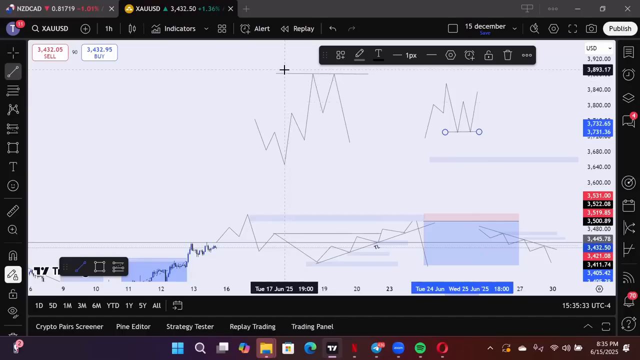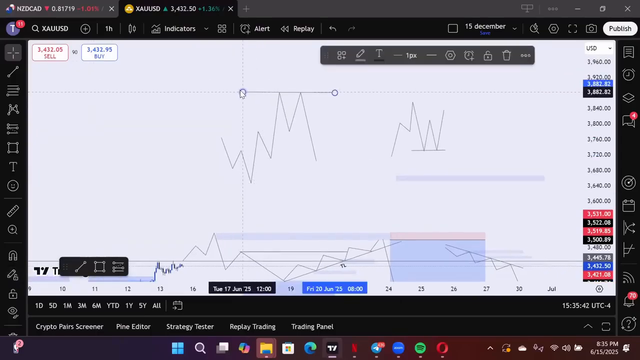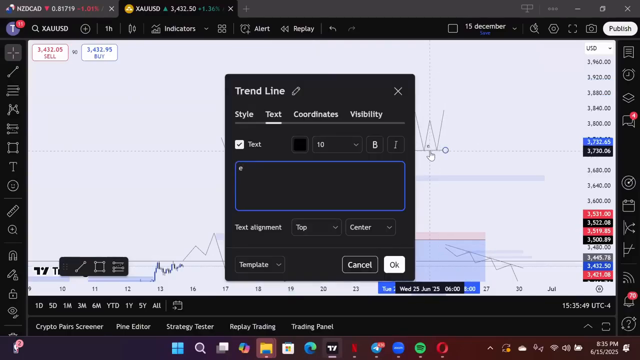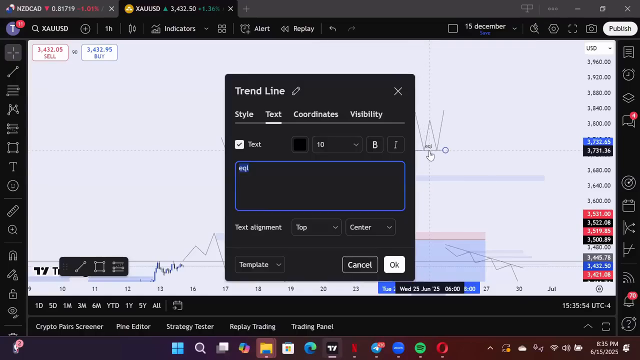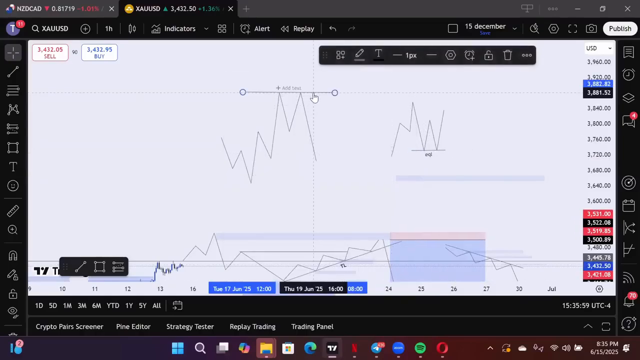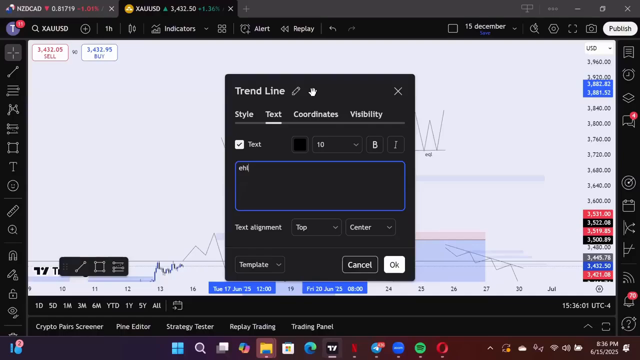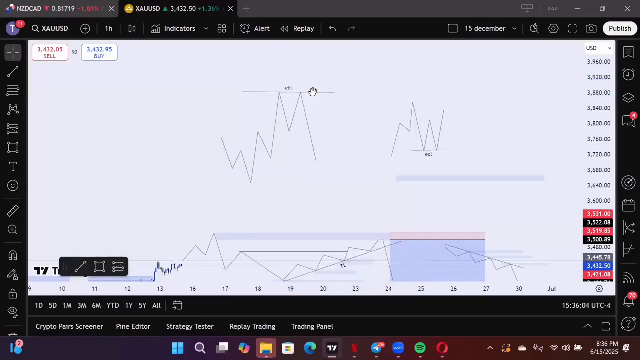This is what you call equal lows liquidity, and this is equal highs liquidity. Most people call it double top and double bottom. What this means is that there's liquidity being accumulated on the upside here. Most people say this is a sign of reversal to the downside, and most people use the other as a sign of reversal to the upside. But what it means is that there's liquidity on the upside here and there's liquidity on the downside here.